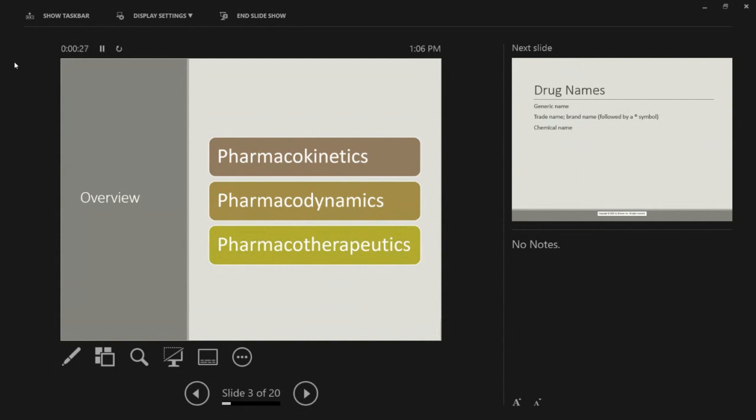Pharmacokinetics is what the body does to the drug. Pharmacodynamics is what the drug does to the body. Pharmacotherapeutics is the use of drugs in the treatment of disease.